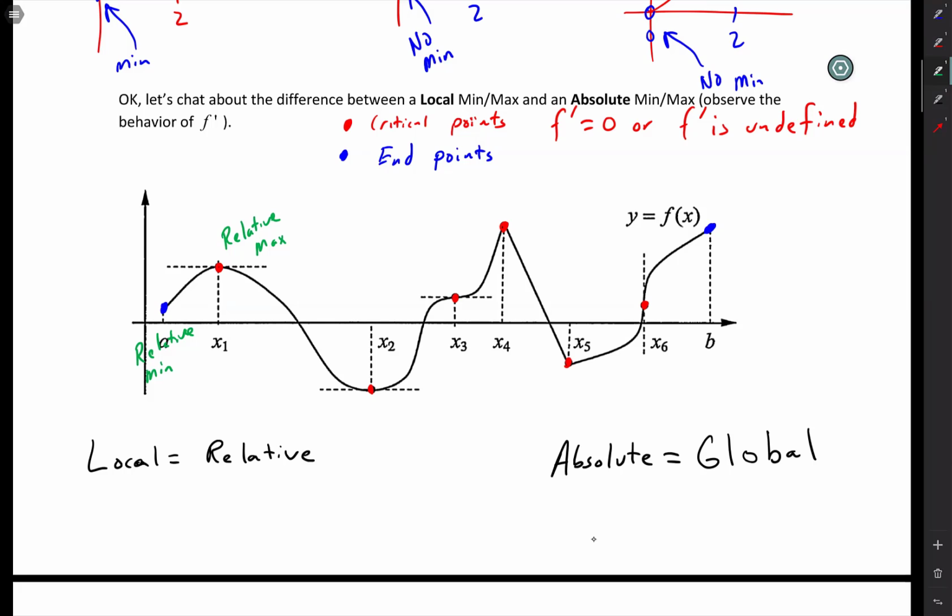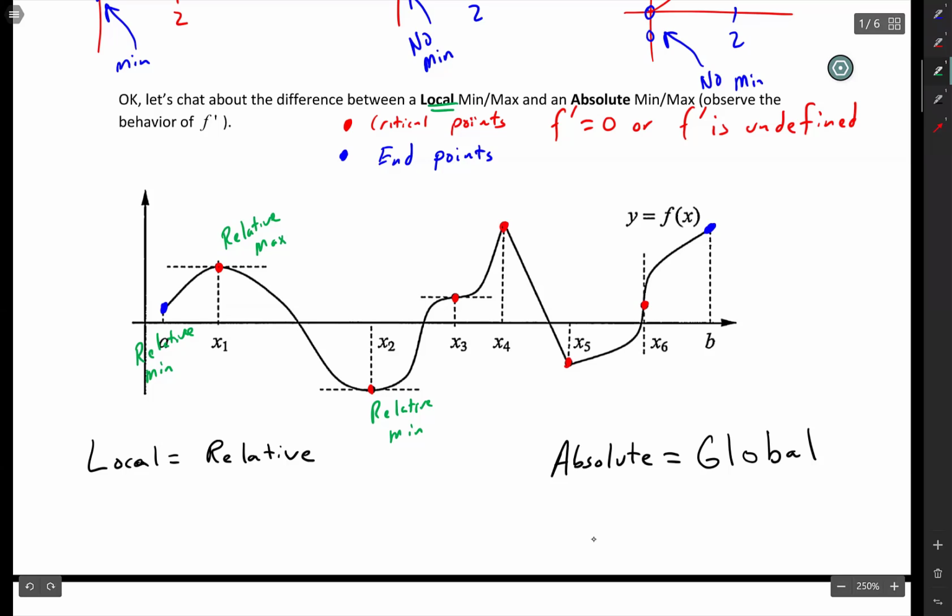Sorry guys, I need it. From A to x equals 1, all those points are below x equals 1. All right, and then at x2, I'm going to call this a relative what? Min. I could also call it a local. You know what, I'm going to start using local because I put the word local over here.